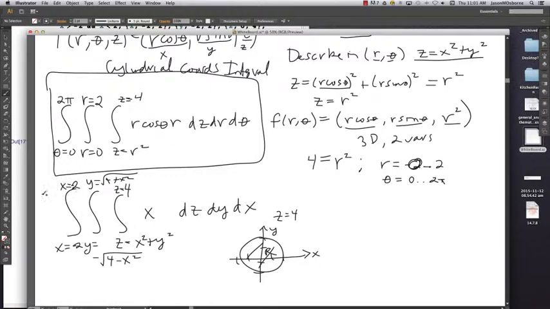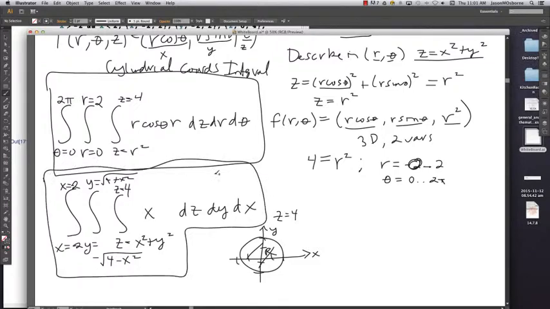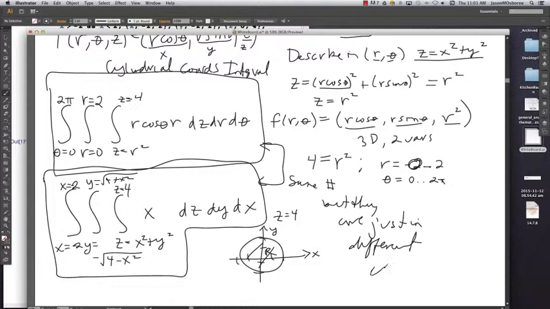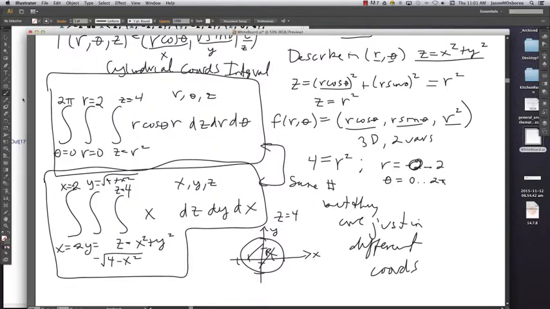Okay. So these two integrals, whichever one you feel like working, should give the same answer. They will give the same number, but they are just in different coordinate systems. This is in XYZ coordinates, and this is in r, theta, z cylindrical coordinates. But they should give the same answer. Okay? And let's take a look at that now.